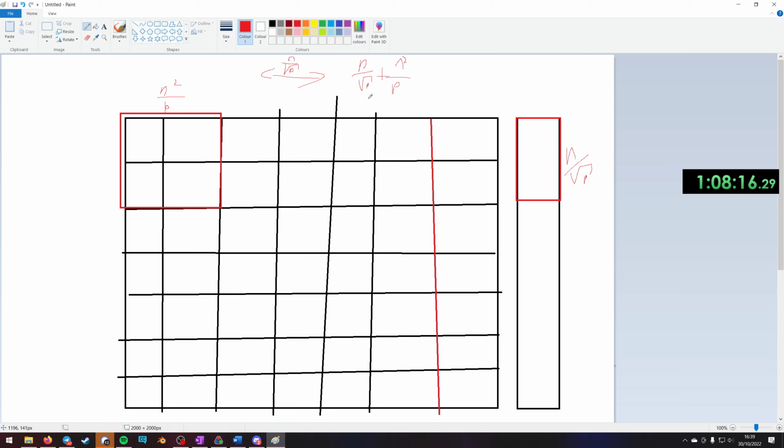The calculation part, so this is times tau, the calculation part is this entire area: n squared over p plus n over square root of p times n minus 1 over square root of p. This one might look a bit difficult, but it's the same as last time. The height is n over square root of p, and the width is n minus 1 over square root of p.